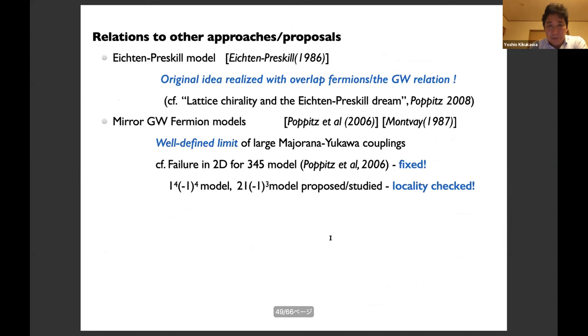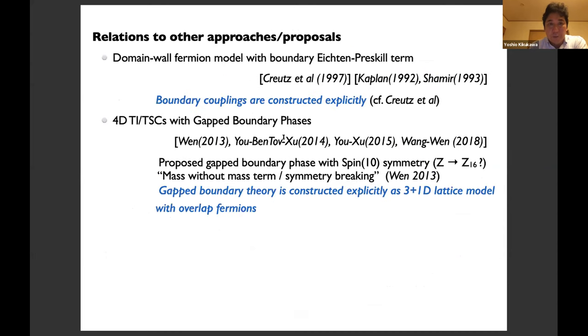And second, as to the domain wall fermion model, I constructed a boundary coupling so that the coupling also has a well-defined limit. And as a low energy effective theory, we have a mirror fermion model with a Majorana-Yukawa coupling, which has a well-defined large coupling limit. So we try to formulate such boundary couplings. And if you use the usual boundary field as proposed by Shamir, it is similar, so we should not use that variable. Okay, so this is the result.